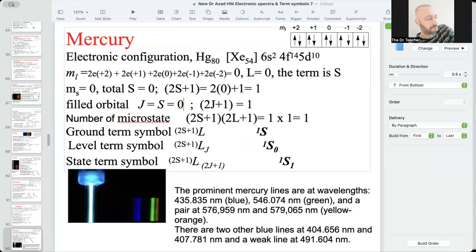So J I have is 0. And the state term symbol, 2J plus 1, is 1. So this is the spectrum of mercury.